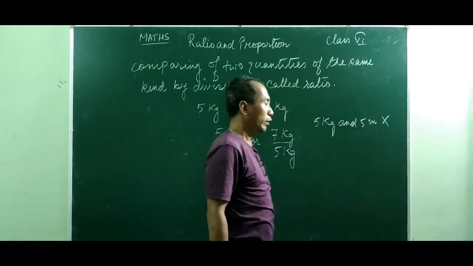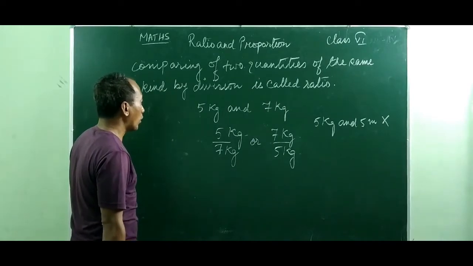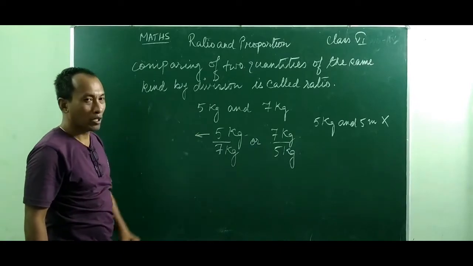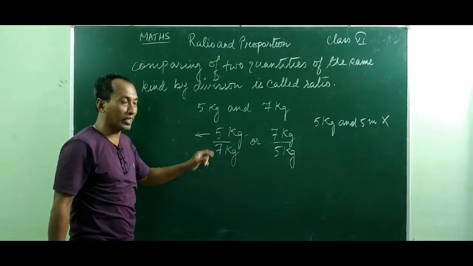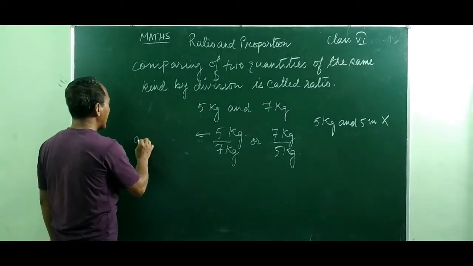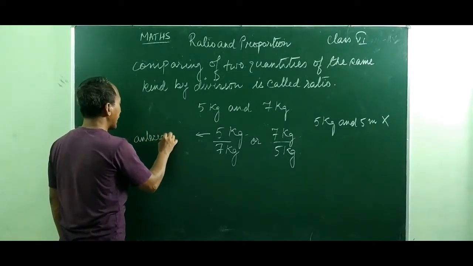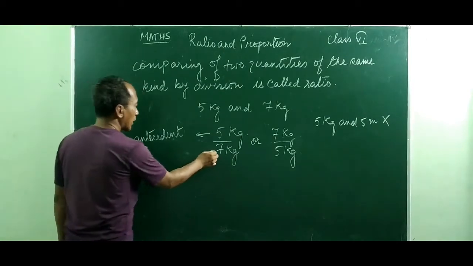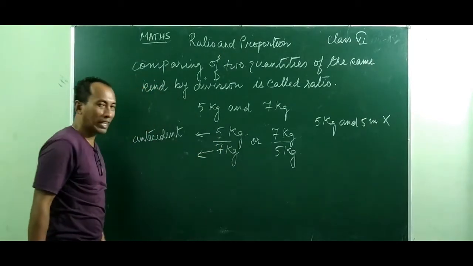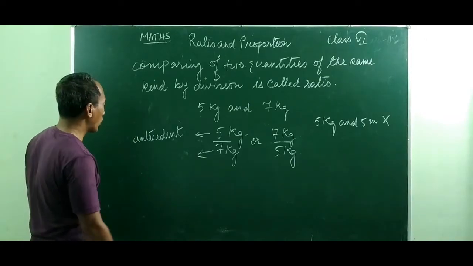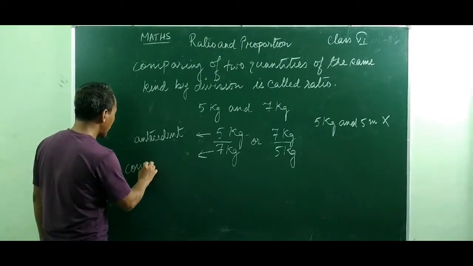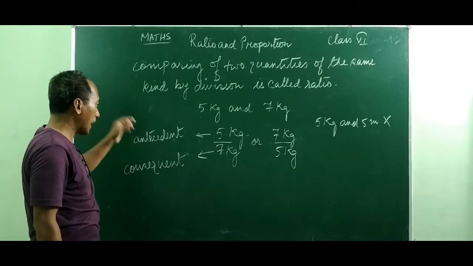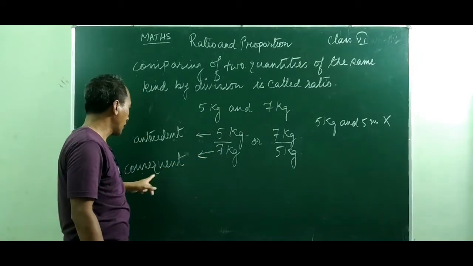We cannot form ratio. Now in ratio, this number which is in the upside, in fraction we call it as numerator, but in ratio it is called as antecedent. And in fraction, the down number is called as denominator, and we call it here as consequent. In ratio, we call it as antecedent and we call it as consequent.